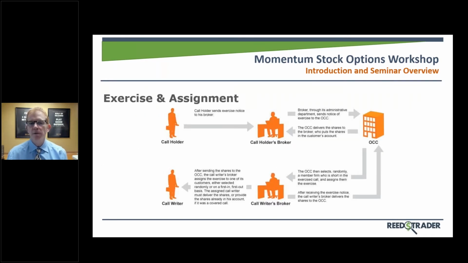With a put, when you purchase the right to sell, the seller of that put took on the obligation to buy. And so when you exercise your put, he now needs to fulfill his obligation of buying at the specified terms that you agreed to.